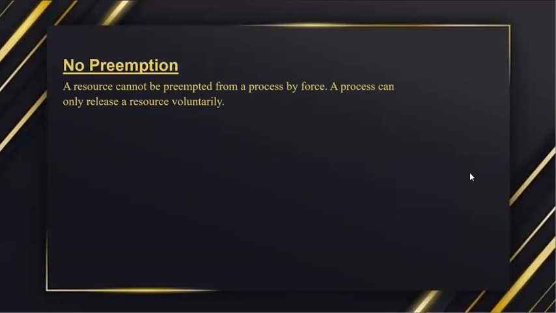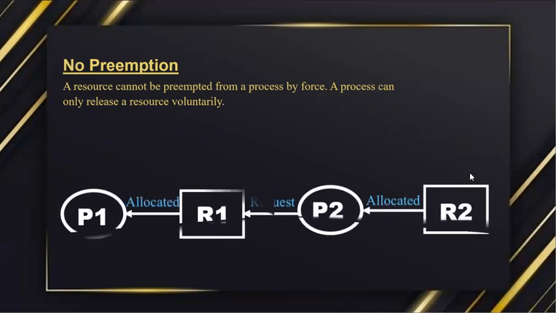No preemption. A resource cannot be preempted from a process by force. A process can only release a resource voluntarily. In the given diagram, process 2 cannot preempt resource 1 from process 1. It will only be released when process 1 relinquishes it voluntarily after its execution is completed. By this condition, once the resource has been allocated to the process, it cannot be preempted. It means a resource cannot be snatched forcefully from one process and given to another process. The process must release the resource voluntarily by itself.